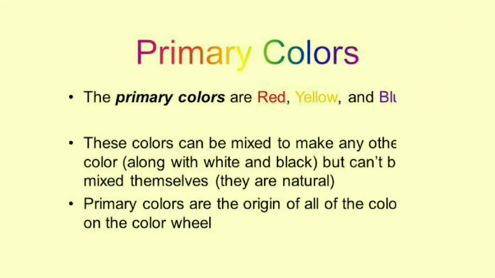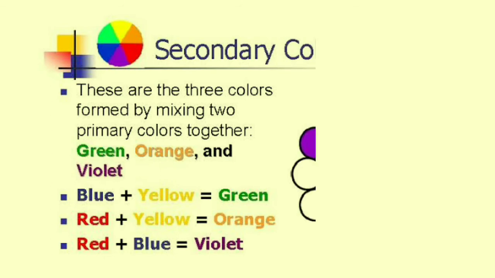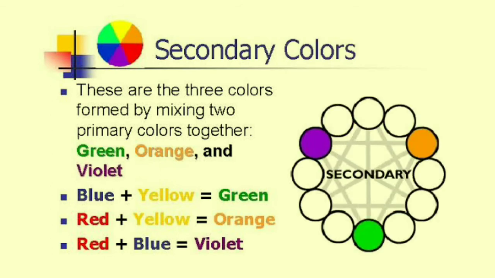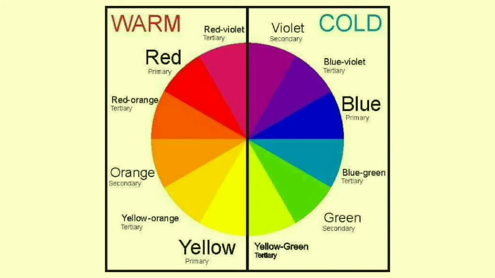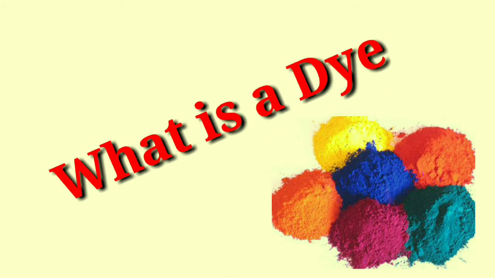We know that there are three primary colors, that is red, blue and yellow, and there are three secondary colors, that is green, orange and violet. There are complementary colors, intermediate colors, warm colors and cool colors. Well students, the study of dyes has something to do with colors. So now let us see what is the meaning of dye.